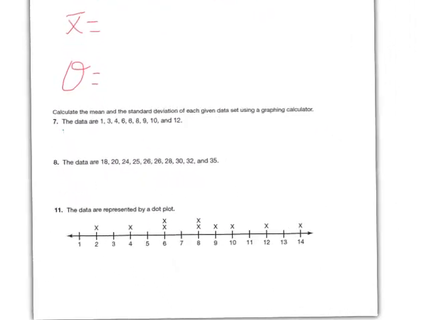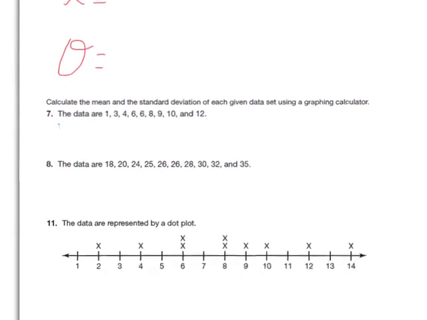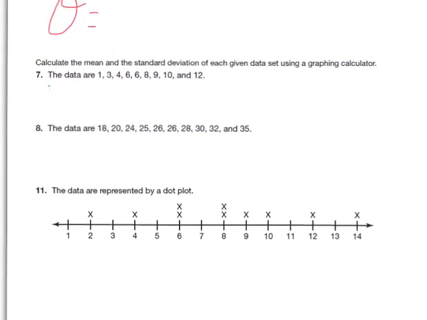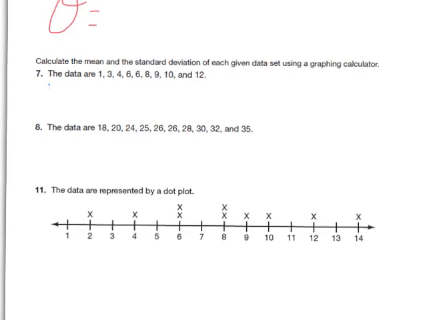Number 7, calculate the mean and standard deviation of each given set using a graphing calculator. Okay, now you can use your calculator. All right, now you can just go ahead and enter in all the data and give us your sigma. Okay, and the mean too. Looks like you need the mean as well. Number 8, same thing, use your calculator.